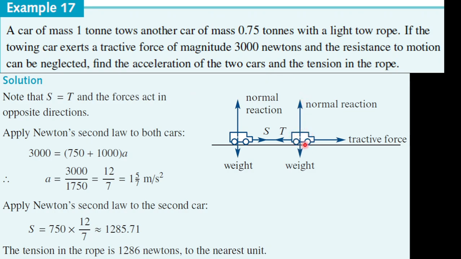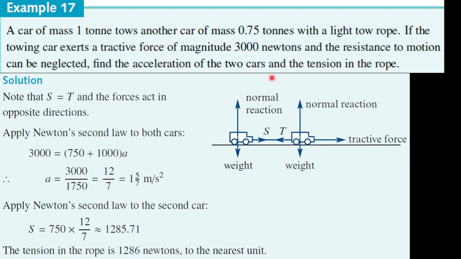So your first car has a normal reaction and a weight. The one ahead is 1 ton, which is 1,000 kilograms. The other one is 750 kilograms. You have a tow rope. S and T are the pull forces on either side of the rope, so they have to be equal. The towing car has a traction force of 3,000 Newtons, which is this one. Thank God there's no friction.